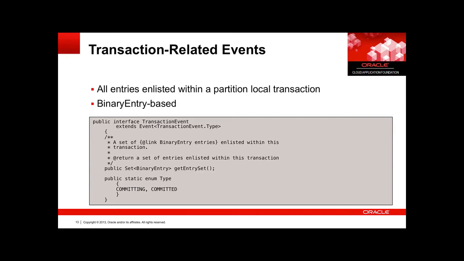So the transaction event itself is binary entry based, and therefore the getEntrySet returns a set of binary entries. And the various types of the transaction event can be committing or committed. Again, these are pre and post respectively. The pre-event receives mutable binary entries, whereas the post-event receives immutable binary entries. It's also worth noting that the transaction event is capable of enlisting new entries within this partition local transaction. However, the transaction event committing is a one-shot deal for this request. We will execute it once, and if a new enlistment occurs, we won't re-execute the committing transaction event.